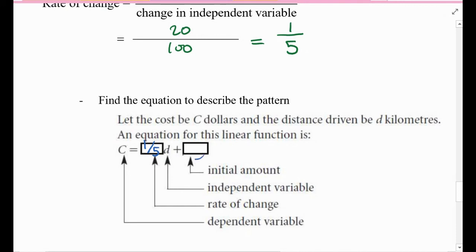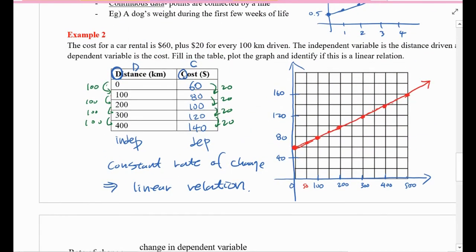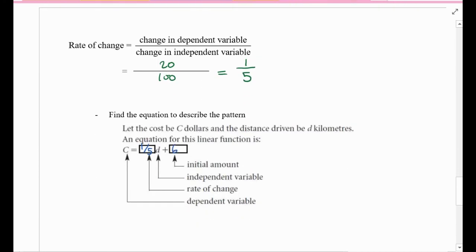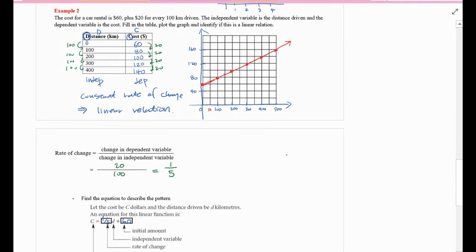After that, you're going to find this number. That's actually the initial amount. Here, if it is 0, the initial cost is $60. So with 0 kilometers driven, you still have to pay $60. So you write 60 here. So this is the equation. C equals 1 over 5 D plus 60. So it's the equation for this scenario.